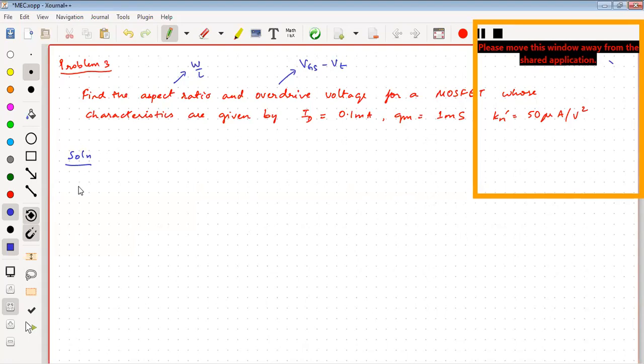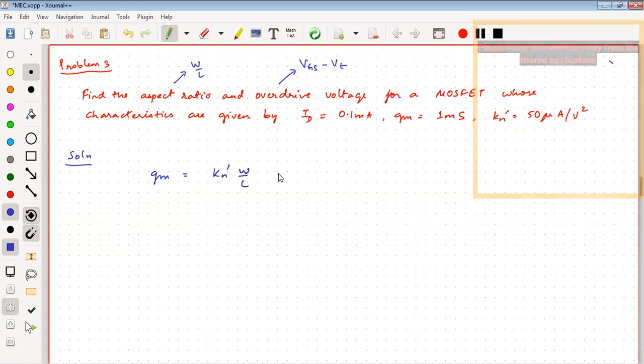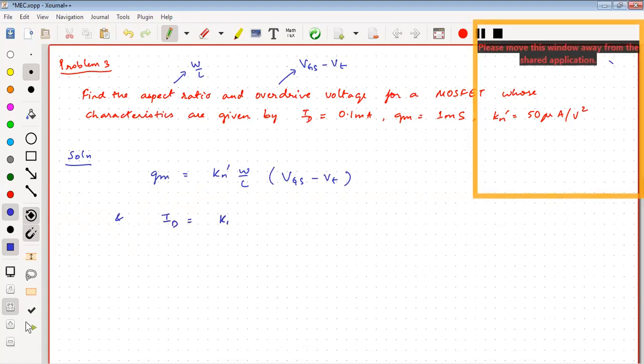So he's asking to find W by L and VGS minus VT. gm value is given, Kn prime is given, ID is given. So let me start with the gm formula. gm is Kn prime W by L into VGS minus VT. And I know ID to be half Kn prime W by L into VGS minus VT whole square.